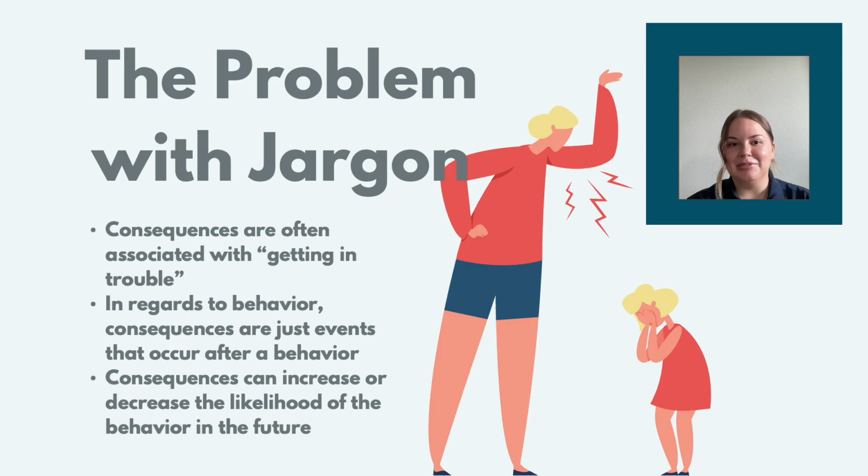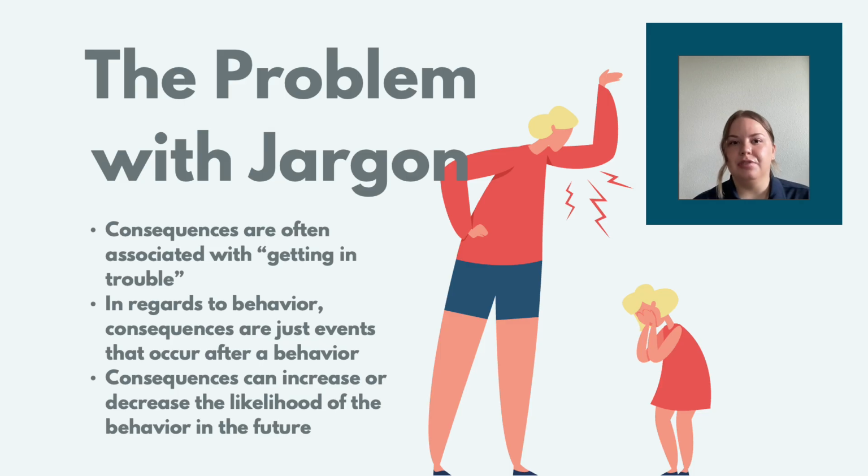We've got another little jargon warning. The problem with jargon is that consequences are often associated with getting in trouble. I know before I was in the field of applied behavior analysis, I often thought of consequences as, oh, you're getting in trouble, or you're going to get a consequence later, and it has that negative connotation. In regards to behavior, in the field of applied behavior analysis, consequences are just events that occur after behavior. So consequences can increase or decrease the likelihood of the behavior in the future. Again, it's just something that happens after the behavior.